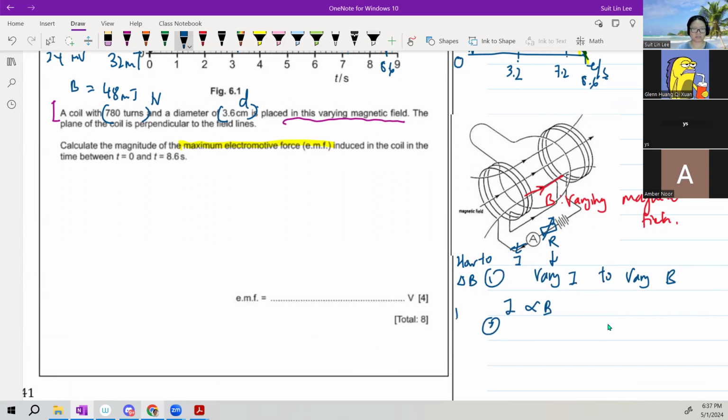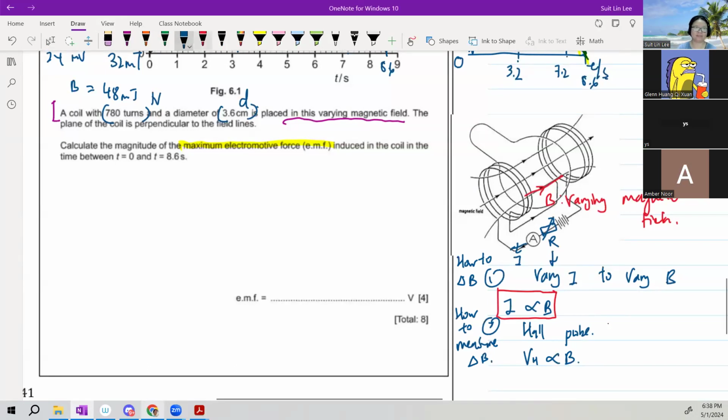The second part is how to measure the change in B. Let's say you don't have information about the current or you don't know how the current is changing. Then you will use the Hall probe, because similarly, VH is proportional to B. Okay? I change the current, I change the field. In order to measure that changing field, I stick a Hall probe inside. Now I already know how the current will change and how the field will change.